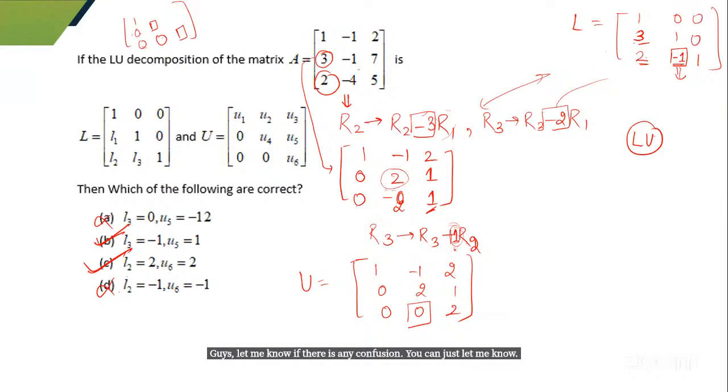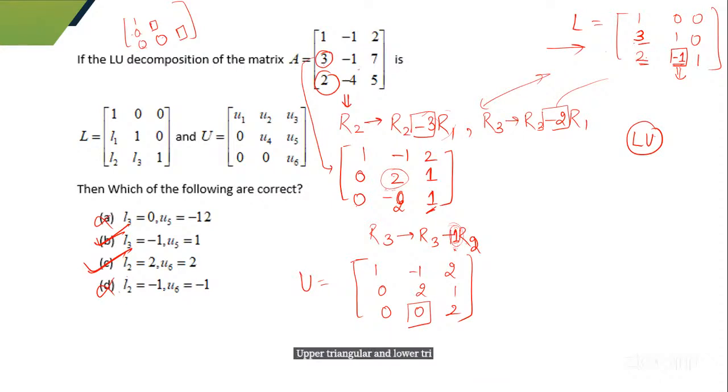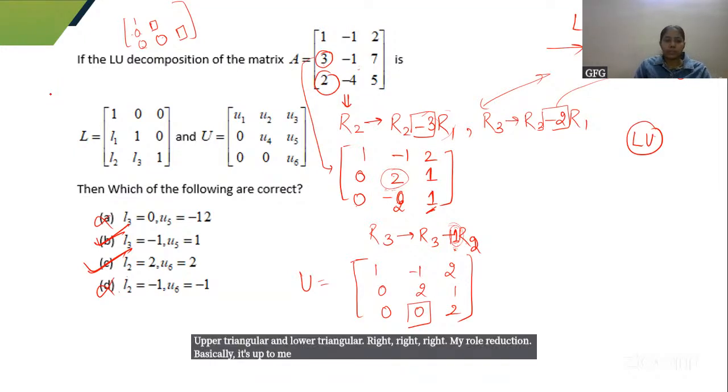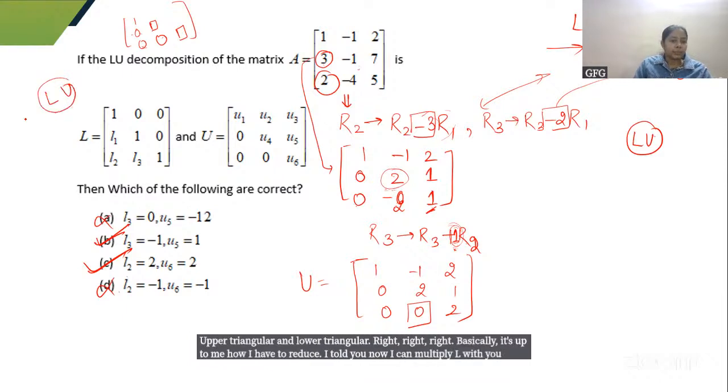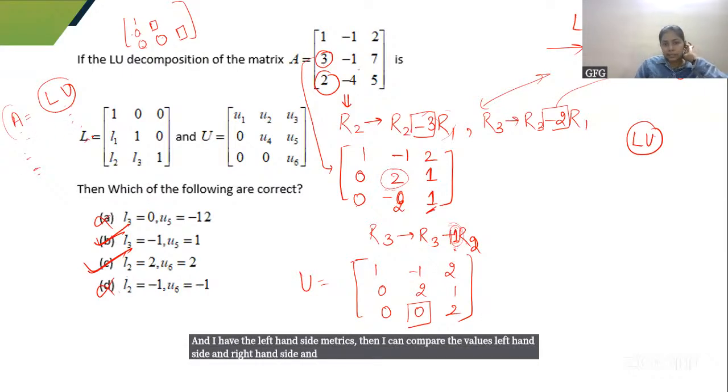Ma'am, LU decomposition is nothing but dividing our matrix into two matrices, upper triangular and lower triangular. Right, right. By row reduction. Basically, it's up to me how I reduce. I told you, I can multiply L with U. Let's say I multiply L and U, and I have the left-hand side matrix, then I can compare the values of the left-hand side and right-hand side, and make equations. Then I'll get the values of L and U. But that would be very lengthy because we have so many variables.